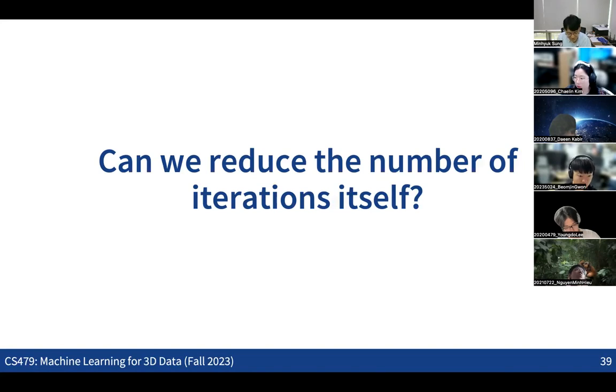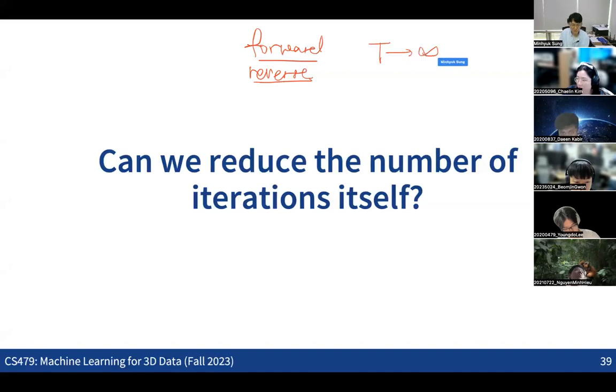But also here the question is that in the forward and the reverse process, one of the reasons that we have a long computation time is that we have lots of iterations, right? And we also discussed that as T is increasing, the forward process better converges to the unit Gaussian distribution. So typically we are using T to be 1000, so it can be long. But can we also reduce this number of iterations T while not sacrificing the quality of the samples?